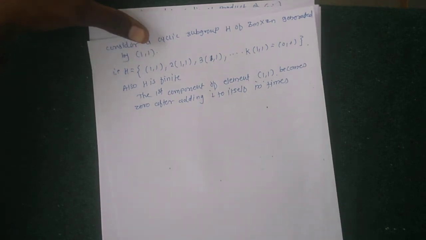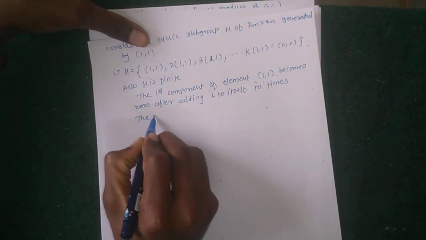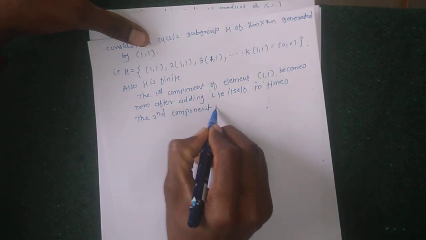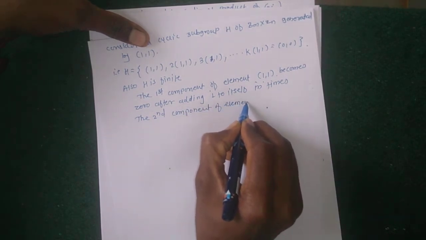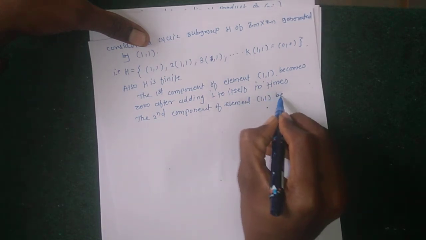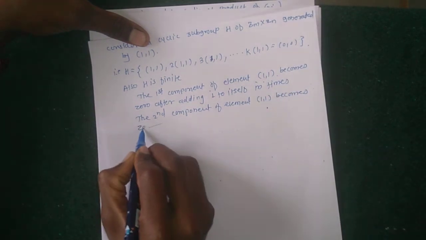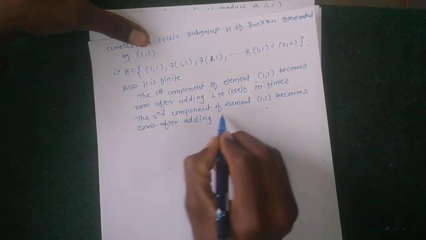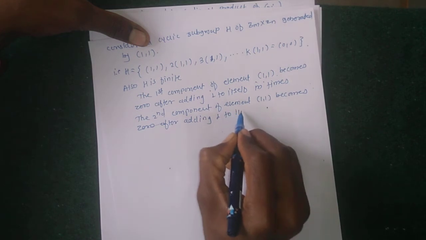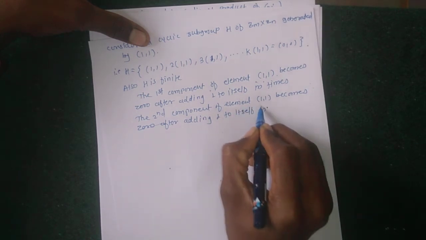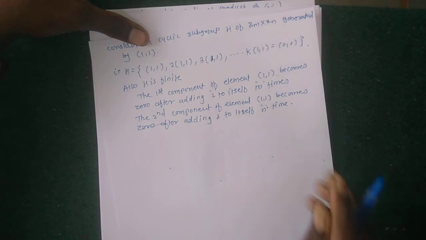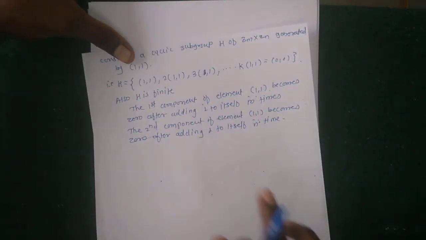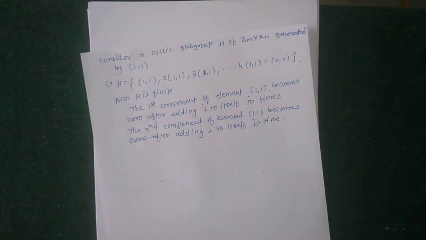Similarly, the second component of the element (1, 1) becomes 0 after adding 1 to itself n times, because this second component belongs to Zn. So when the addition is done n times, the value is 0.